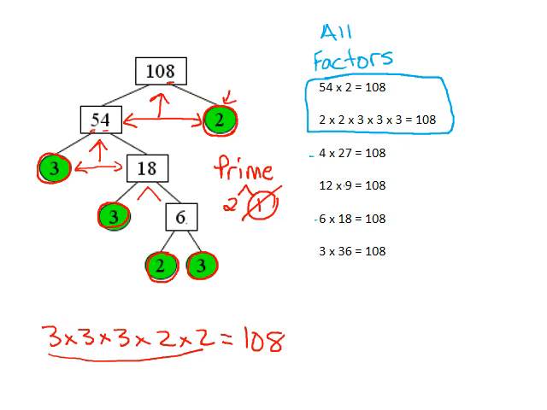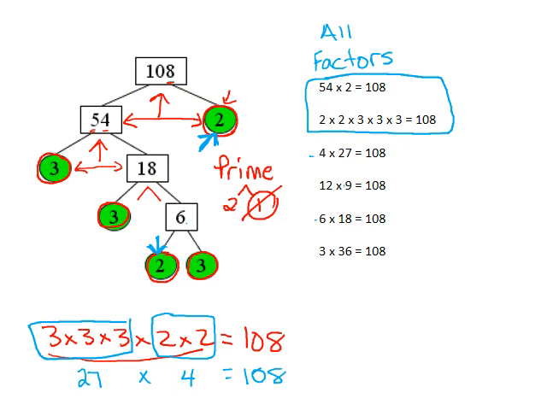But you do realize that we can take this 2 and this 2 and put them together. 2 times 2 is 4, and the rest of the factors, 3 times 3 is 9, times 3 more. Okay, so you can group your factors in different ways. You're still going to get 108. And so that's where they got the 4 times 27 is 108.